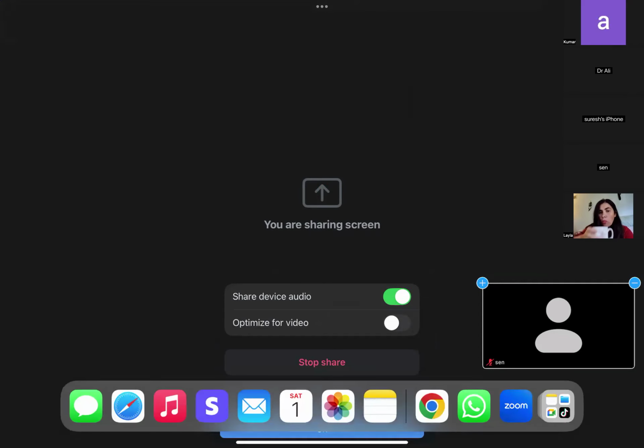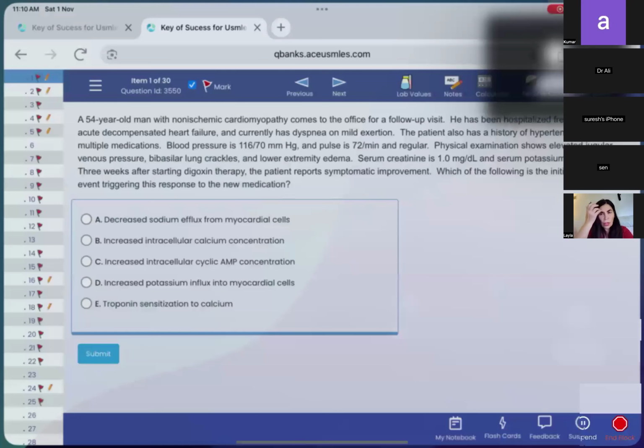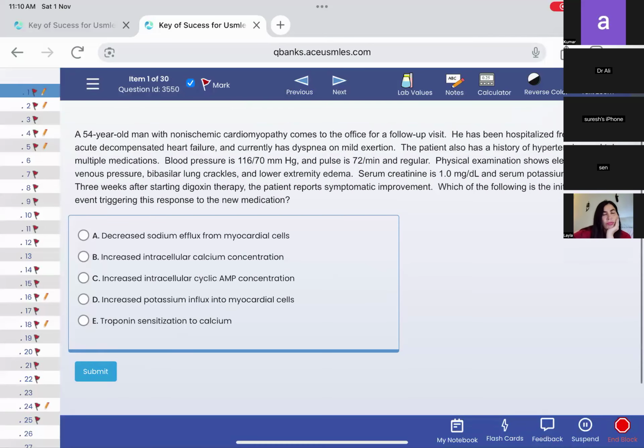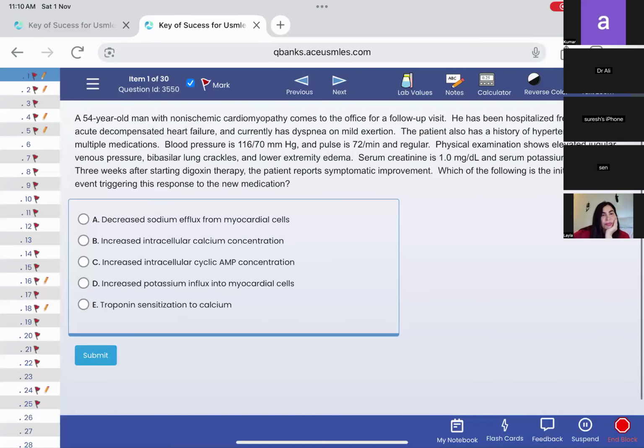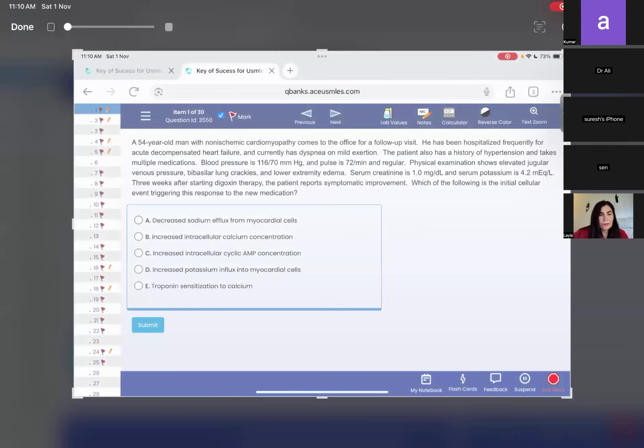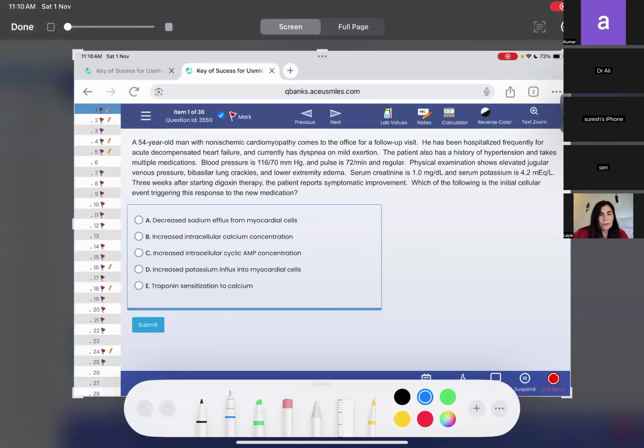Hello guys, can you see my screen? Yes, it's visible. So we are going to start day second of the CVS Pharma. So shall we start now? Sure. Okay, any volunteer who wants to read it for me? Anyone? Okay, so let me read.